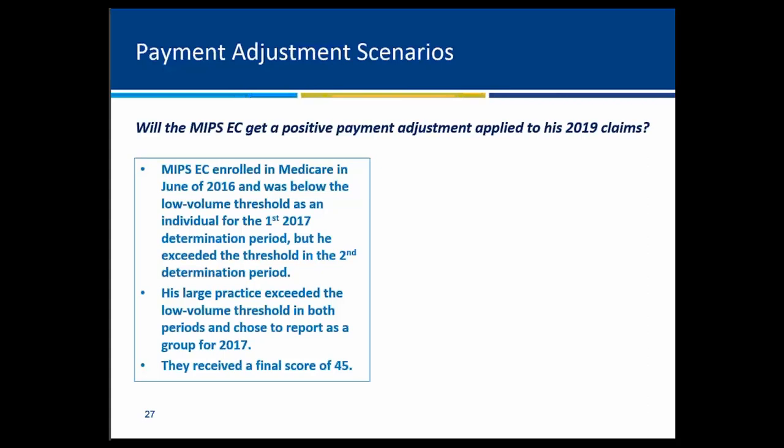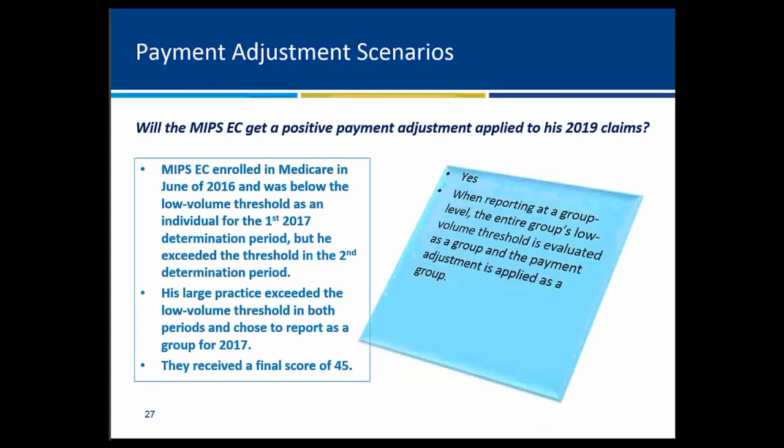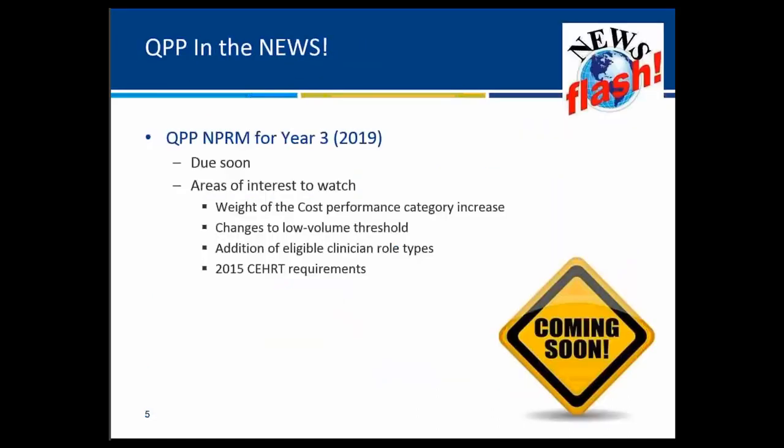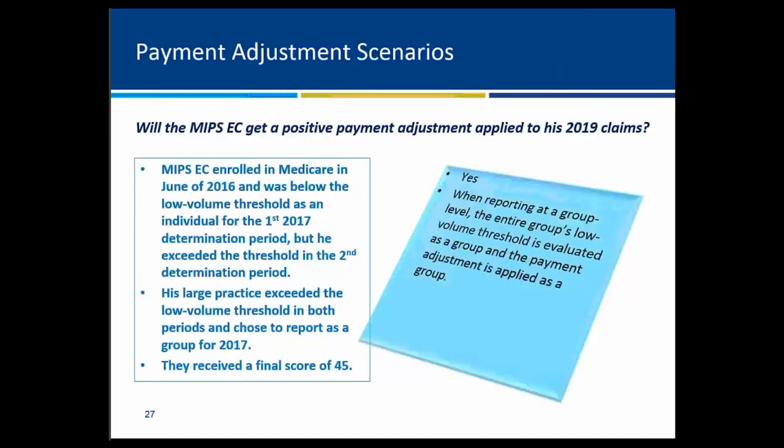Okay, so we'll give you a second here to think about that. And we hope that you answered yes. When reporting at a group level, the entire group's low volume threshold is evaluated as a group, and the payment adjustment is applied as a group.